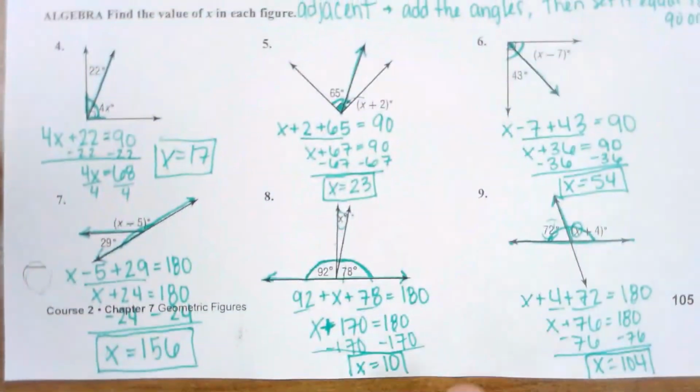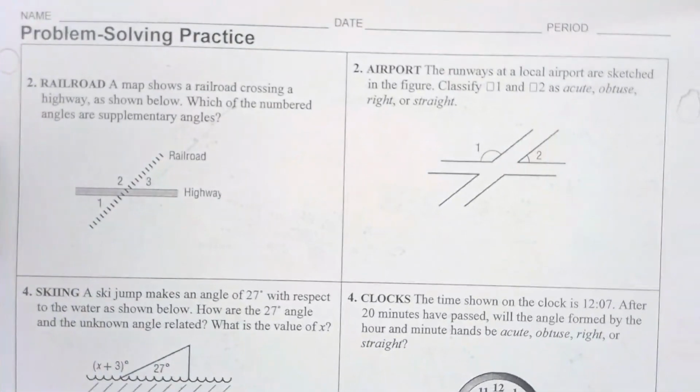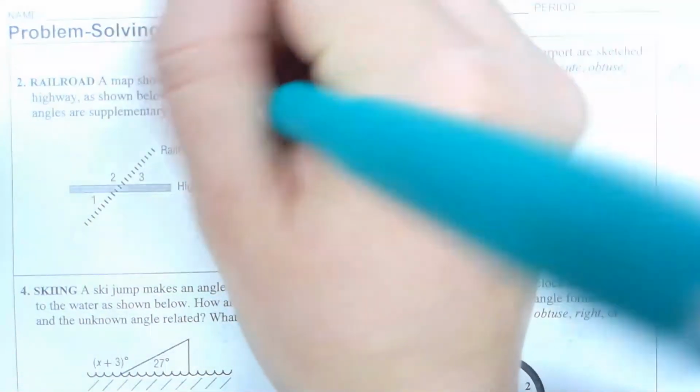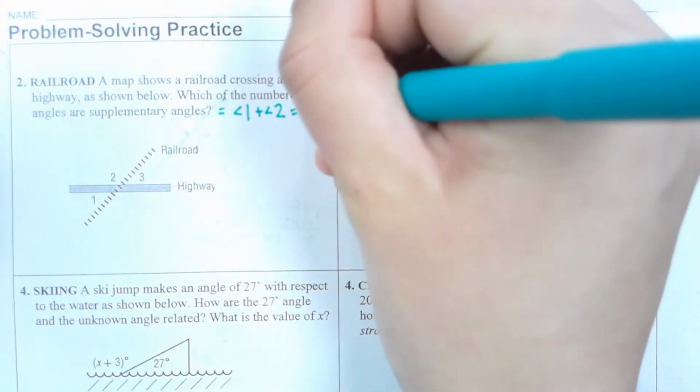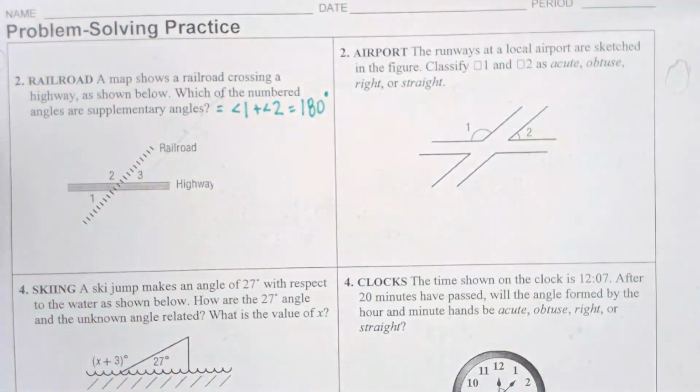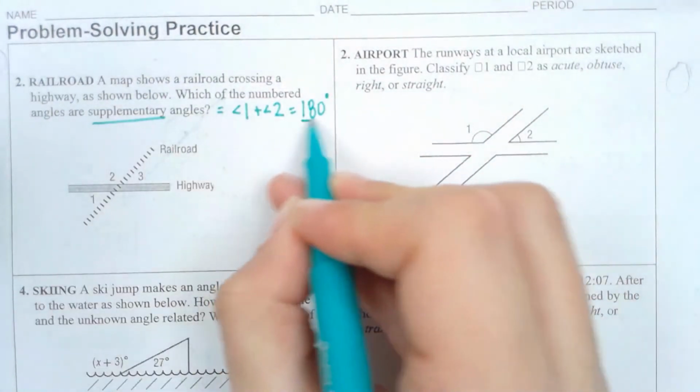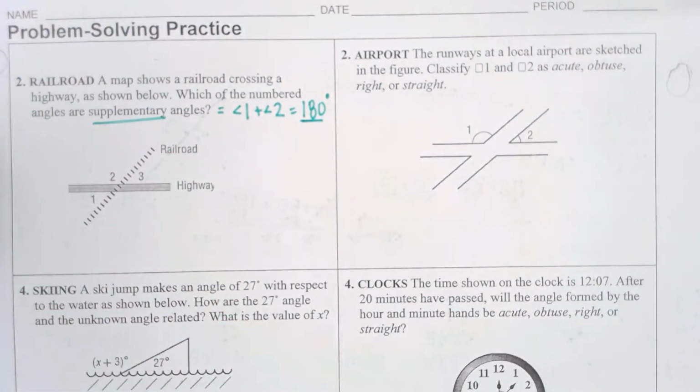All right, so now moving on to the back side. So we have some word problems here. A map shows a railroad crossing and a highway, as shown below. Which of the numbered angles are supplementary angles? So if you guys remember, supplementary angles means two angles added up, like angle 1 plus angle 2. So two angles added up that equals 180 degrees. So supplementary is 180. When we are talking about complementary, complementary means 90.